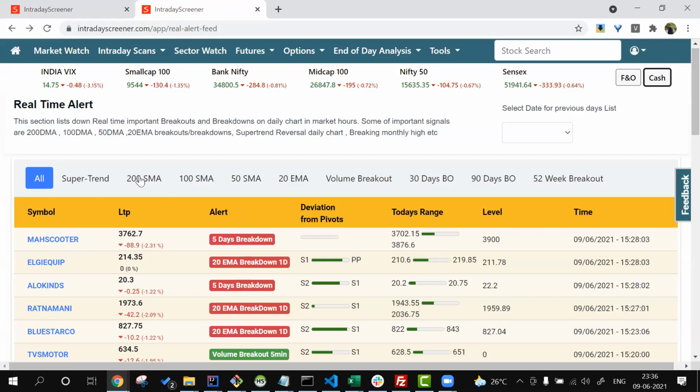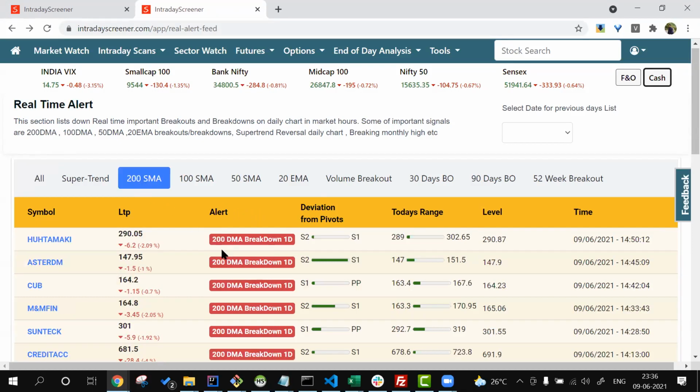Also, there is 200 SMA, which means the stocks which are crossing 200 SMA in real time. For example, Hutamaki broke 200 DMA at 2:50 p.m. So here you can see the time, and you can see the level, the previous level of 200 DMA. Also, you can see that City Union Bank broke 200 DMA at 147.9 and its LTP was 147.95.